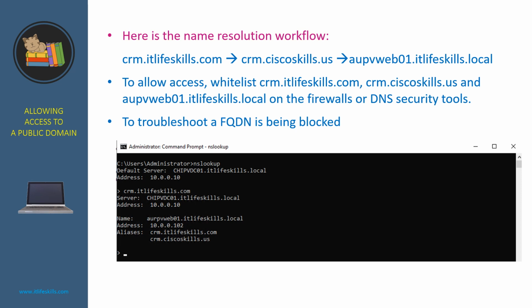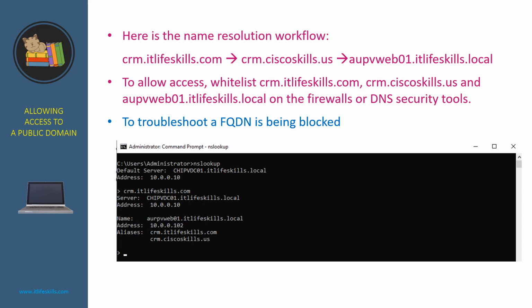As we know, here is the name resolution workflow from crm.itlifeskills.com to crm.ciscoskills.us to opv-web01.itlifeskills.local. If crm.itlifeskills.com is being blocked by firewalls or DNS security tools such as Cisco Umbrella, to allow access, we need to whitelist crm.itlifeskills.com, crm.ciscoskills.us, and opv-web01.itlifeskills.local on the firewalls or DNS security tools.